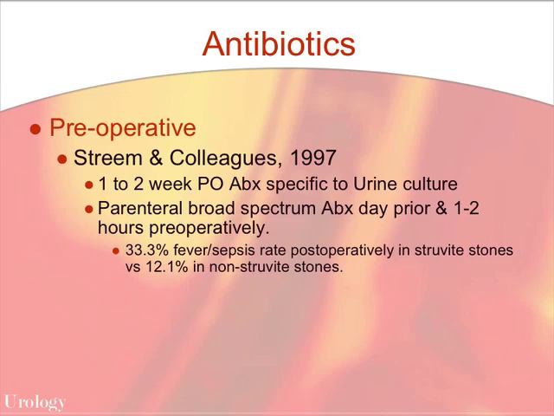they reported that they used 1 to 2 weeks of oral antibiotics pre-procedure, and that were specific to the midstream urine culture that they had had previously. 1 to 2 days before the procedure, they would introduce broad-spectrum IV antibiotics, and they would perform the procedure. What they found was that even in the presence of this prophylaxis, they still had a 33% fever sepsis rate amongst struvite stones. This was higher than non-struvite stones, which were about 12%.